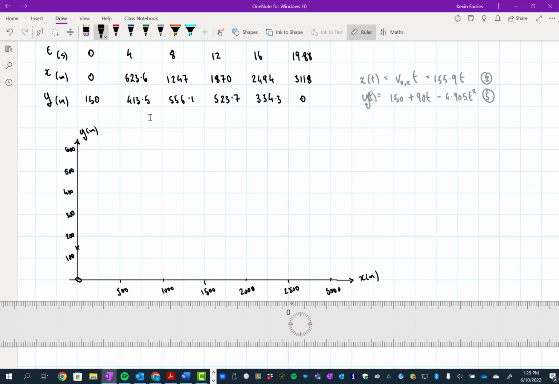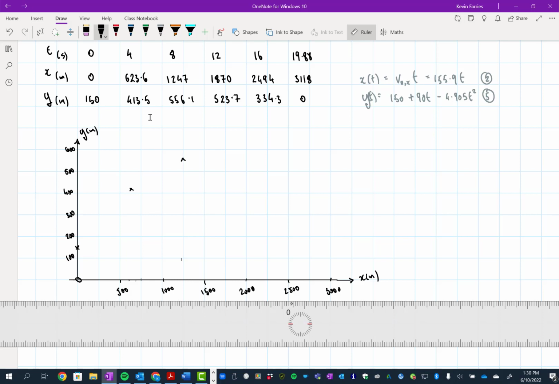Then we're going to have x coordinate 620-ish. So this is 750, 600 might be there. So it might be about here. Should plot it more accurately. So we put 623 and y is going to be 413. So about here somewhere. Then at 8 seconds, it's going to be 1200, which is around there, 1247, and the y is 556. So 550 would be about here.